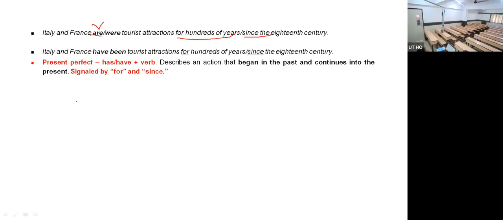In both the cases we will have the present perfect tense of the verb, yeah, are or were. These are singular and plural, the plural form of the verbs in the present tense. Or we can say Italy and France have been tourist attractions for hundreds of years, or have been tourist attractions since the 18th century. Yeah, got it? So this is where you would be using the present perfect with has and have.